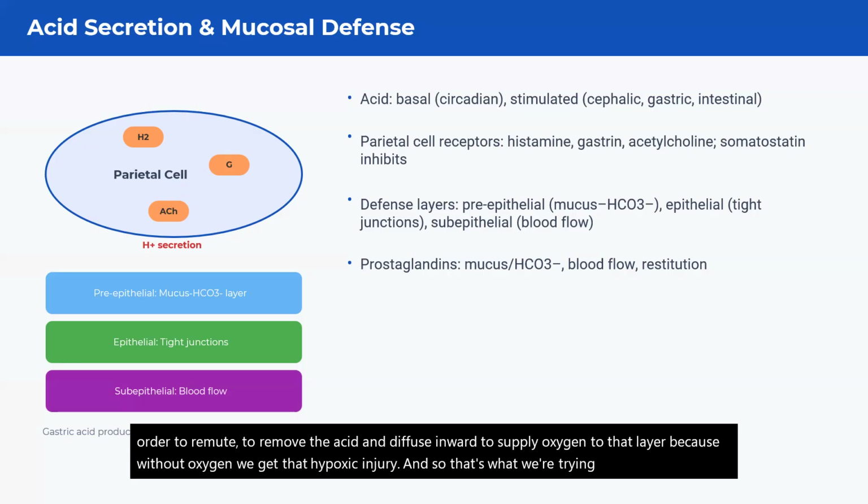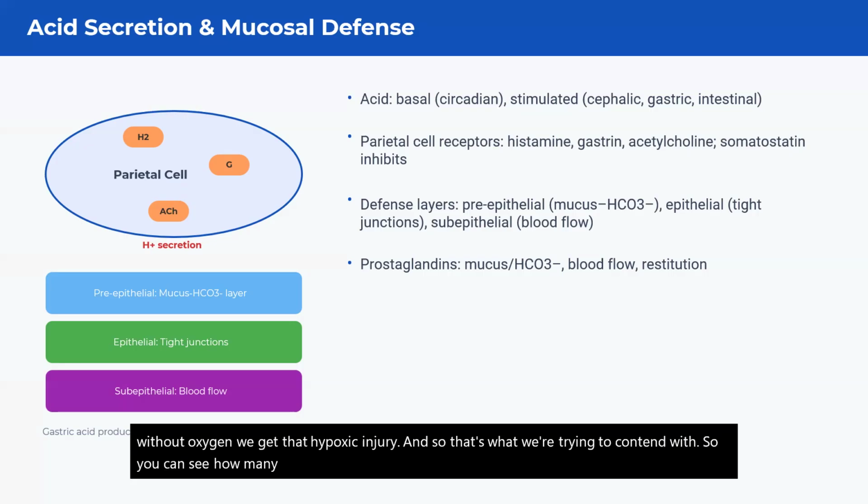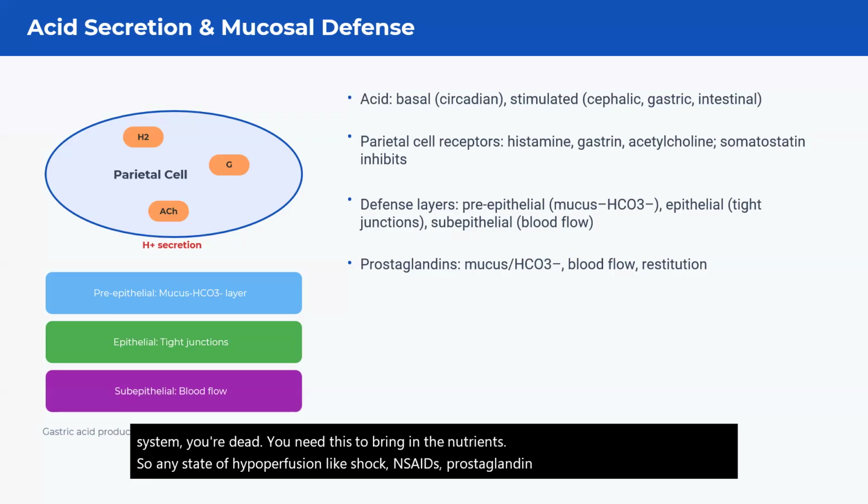So you can see how many backup systems are here and how vital this is, because without this system, you're dead. You need this to bring in the nutrients. So any state of hypoperfusion like shock, NSAIDs, prostaglandin inhibition compromises this defense layer.